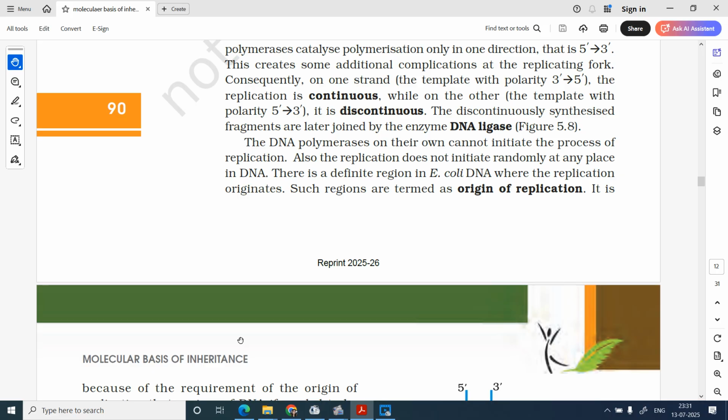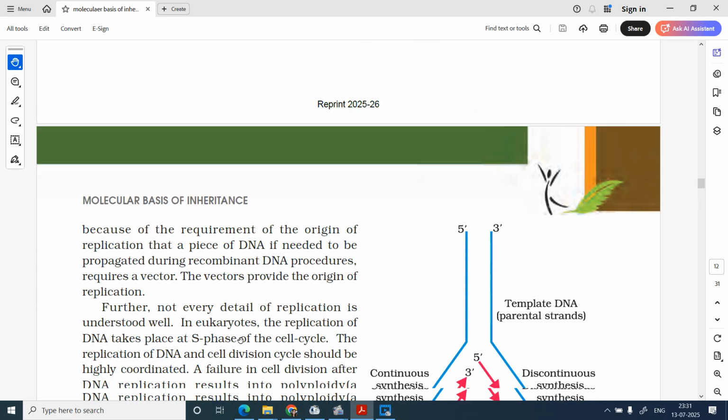The DNA polymerases on their own cannot initiate the process of replication. Also, the replication does not initiate randomly at any place in DNA. There is a definite region in E. coli DNA where the replication originates. Such a region is termed the origin of replication.